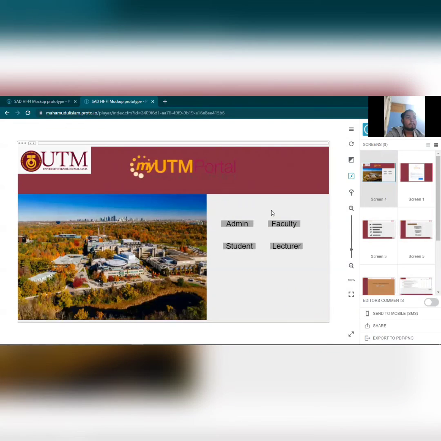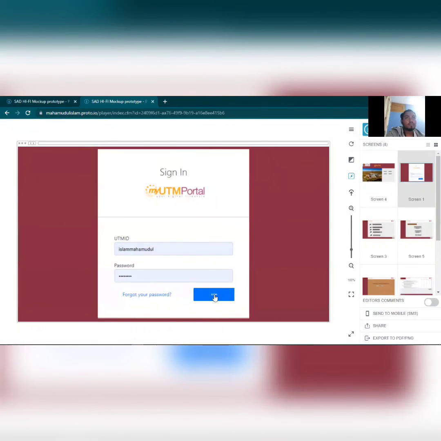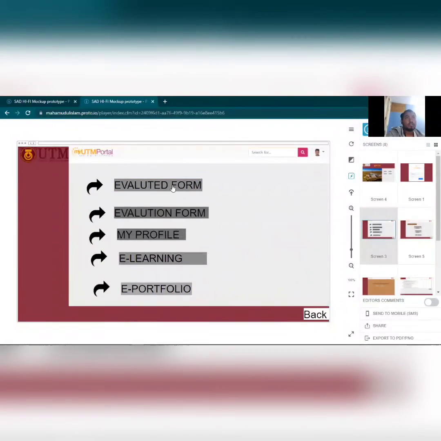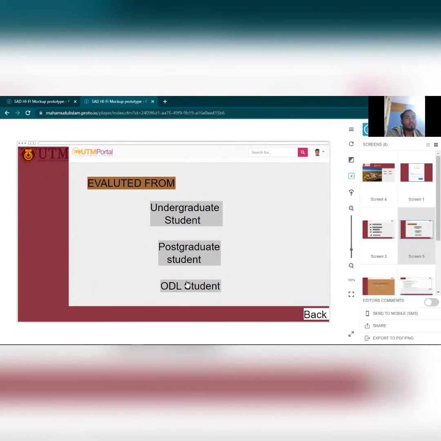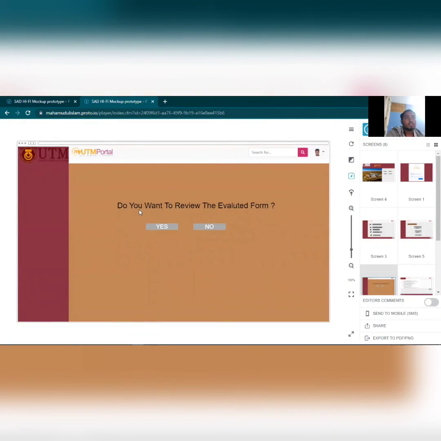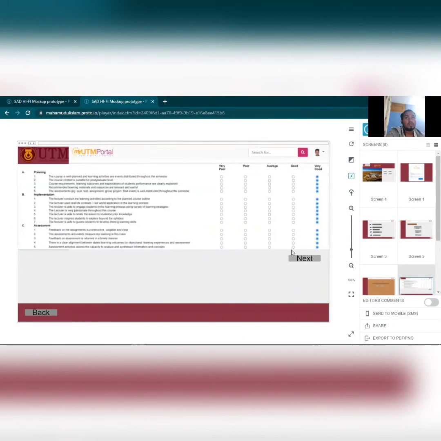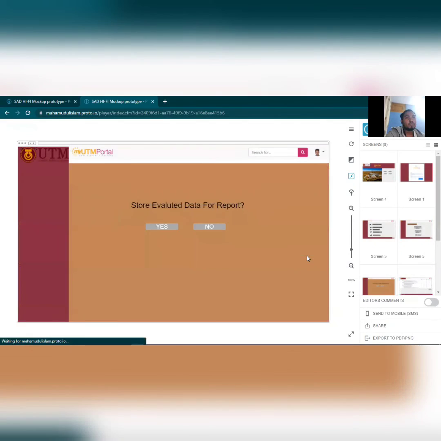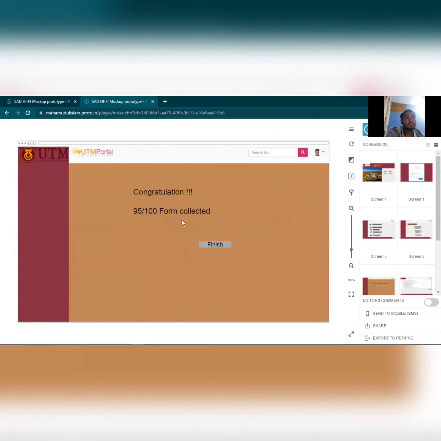Now we go to our prototype. First we have to enter into our ATM portal. Then we log in, and then we choose evaluated form, and then we can choose one of them. Then we can review our evaluated form. After reviewing this, we can choose next. Then we store the evaluated data, and here it shows us how many students filled the evaluated form. Then we finish it.